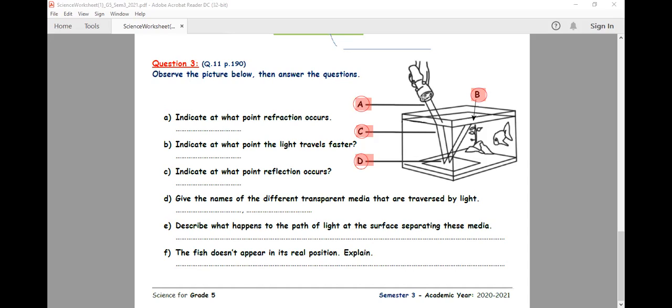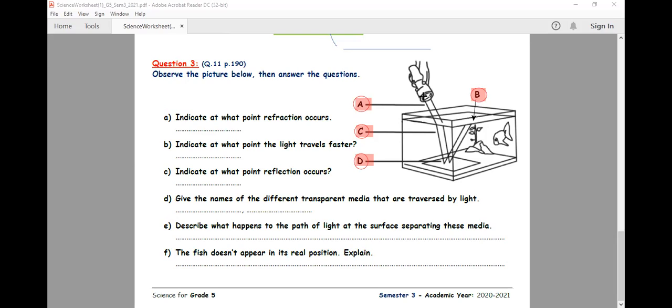The fish doesn't appear in its real position. Why? Why when we look at the fish, we do not see it in the same place as it is? Because the light is bent. Because light bends. Bravo. Yes.